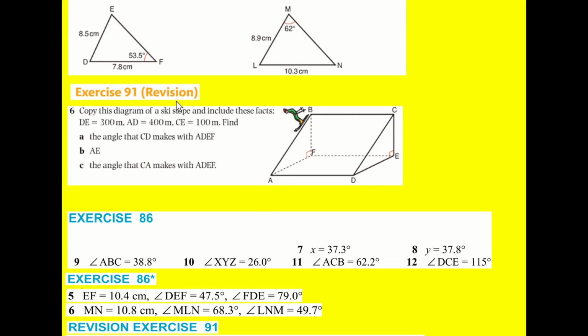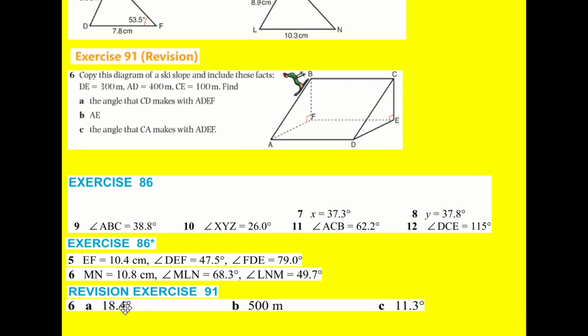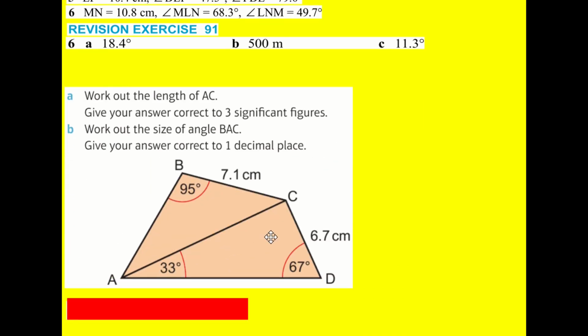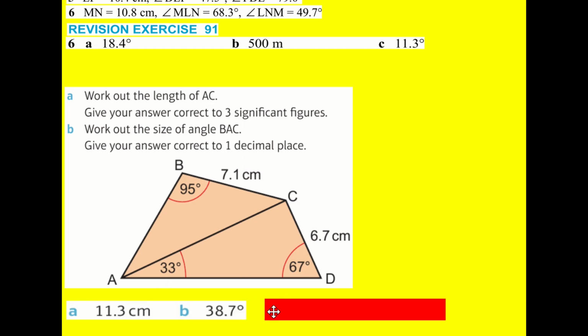Next, exercise 91 is revision. Have a go at this one. You might not have covered this topic before, to be fair, in which case really important to try a question like this where you've got angles and sides in a 3-dimensional shape. I'll go through this one in a minute, but those are the answers. And then finally, good challenge question here. What happens when I've got 2 adjoining triangles and I'm trying to work out some lengths and angles? Give this one a go. Here are the answers to this one.